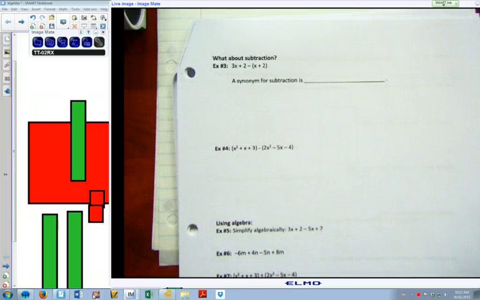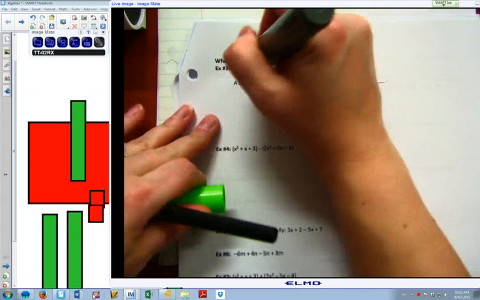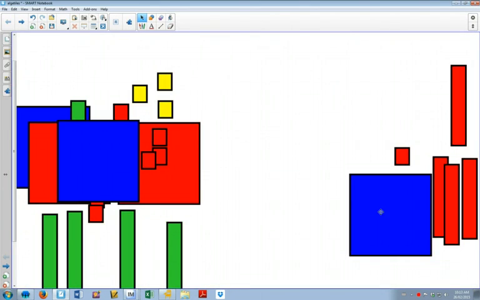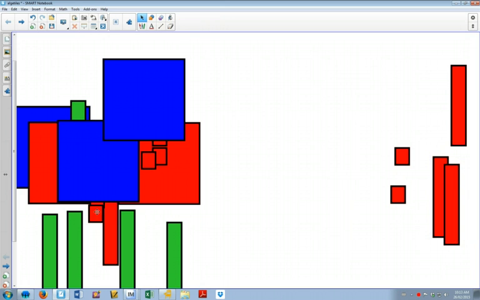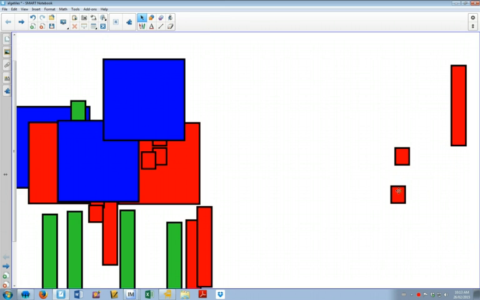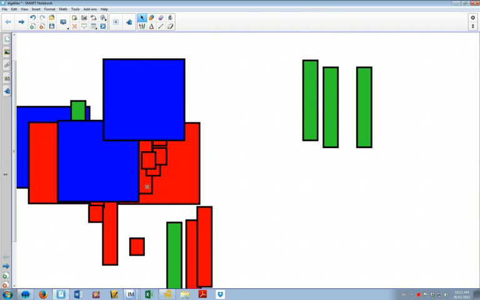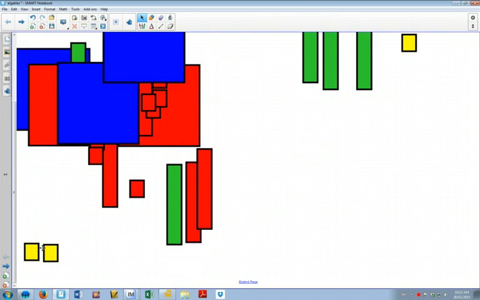What about subtraction? So those ones were addition. Suddenly now we're going to throw a subtraction in there. So we'll talk about it in a second. Let's just lay out our tiles first. So I have 3x plus 2. Get out of here, big squares. Laying out 3 rectangles. 2 little ones.